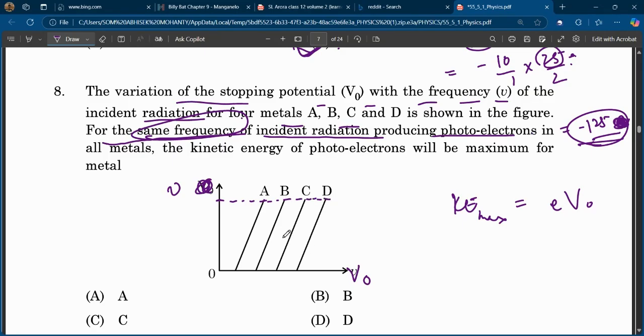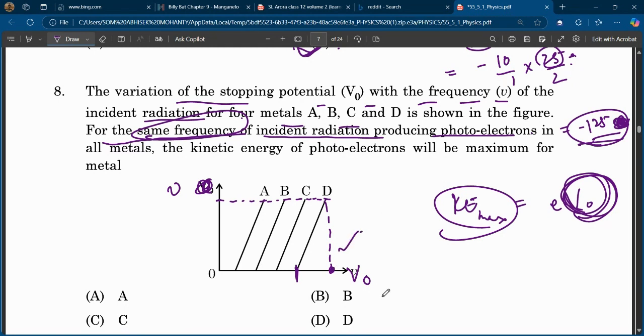Okay. So, the maximum kinetic energy of photoelectrons is very simple. The one having the maximum V naught will have the maximum kinetic energy. Which is the maximum V naught? D, right? D has the maximum V naught. Not this, this. Or you can say this one also. So D will be the answer.